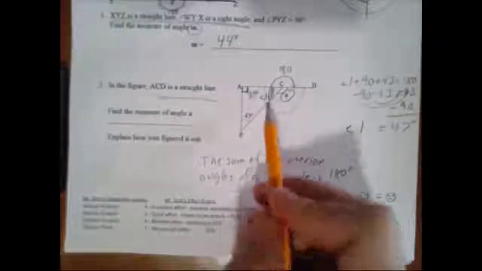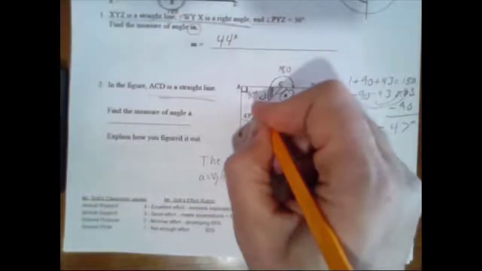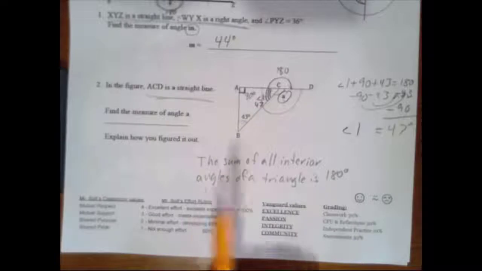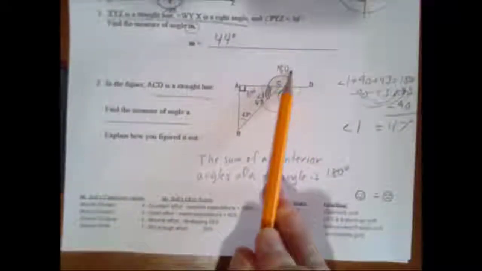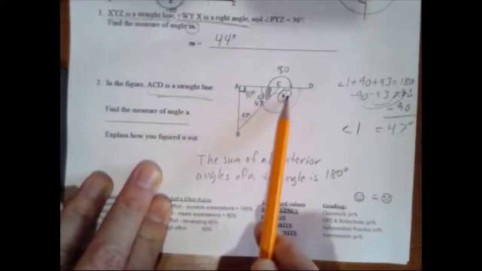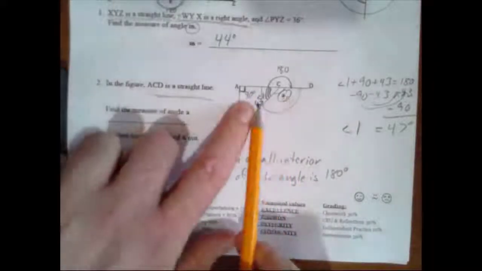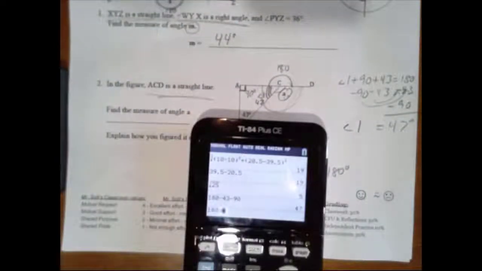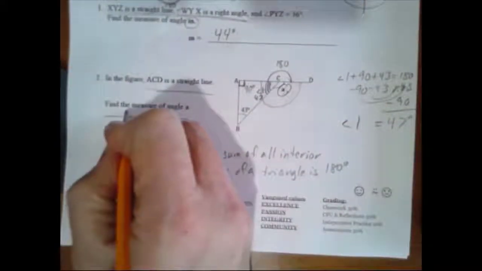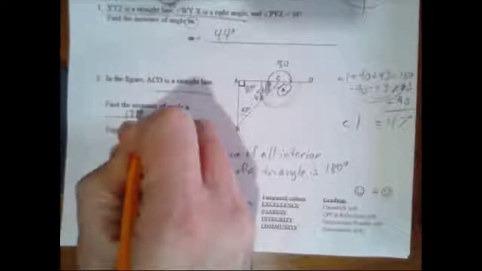All right. So now I have, this is 47. How am I going to find A again? Somebody shout it out for me. We already talked about this. It's going to be 180 minus 47, right? This whole thing is 180. So A is going to be 180 minus 47, this piece here. So 180 minus 47 is 133. The measure of angle A is 133 degrees.